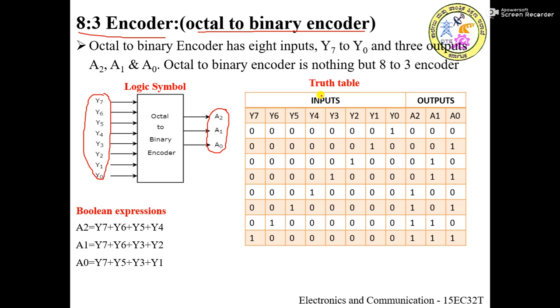You can see the truth table here. For the first combination only Y0 is activated, so the binary encoded data will be 0 0 0. Similarly for the next one only Y1 is active high, and the corresponding pattern will be 0 0 1. Similarly for the last combination only Y7 is activated. At any time only one input is activated, and the rest of the inputs will be 0, which is exactly the reverse of the case in a decoder.